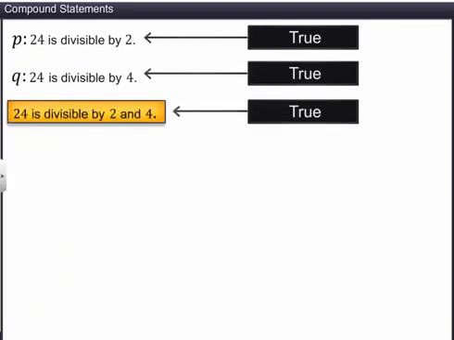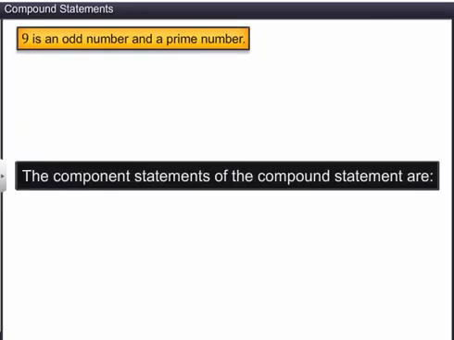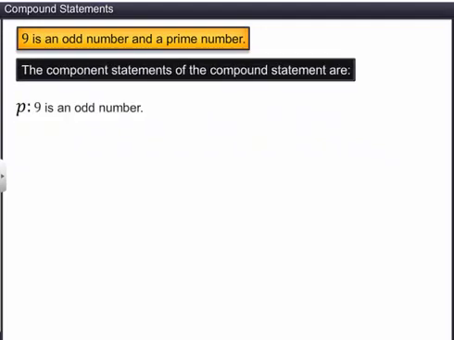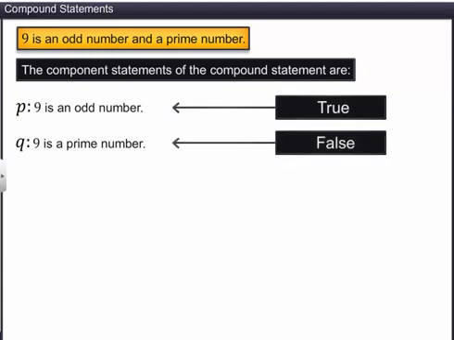Let's consider another compound statement. 9 is an odd number and a prime number. The component statements of the compound statement are: 9 is an odd number. 9 is a prime number. Statement P is true, while statement Q is false. Therefore, the compound statement is false.